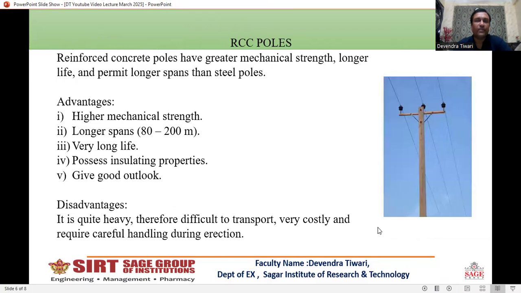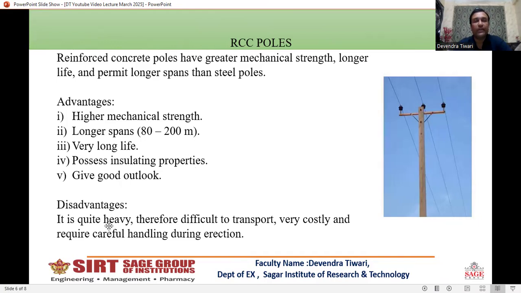Next slide, RCC poles. Reinforced concrete poles have greater mechanical strength, longer life, and permit longer spans than steel poles. This is a picture of an RCC pole. The advantages of these RCC poles are higher mechanical strength and longer span. Here the span is again increased. Previously it was 80 meters, now it is increased to 80 to 200 meters. They have very long life and insulating properties, and also give a good outlook.